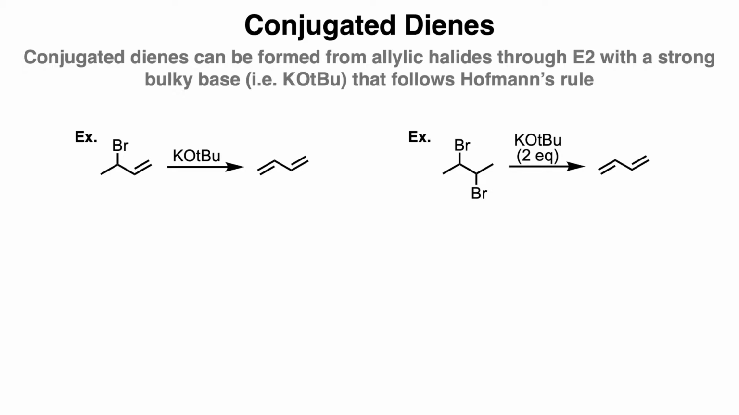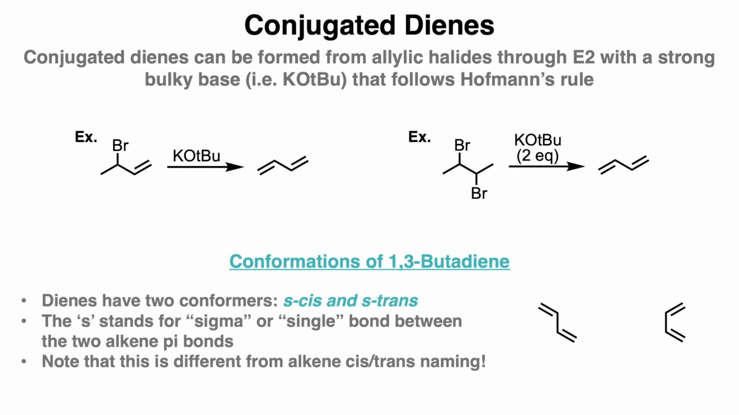Keep in mind that a diene, such as 1,3-butadiene, can have 2 different conformers called either s-cis or s-trans. In this case, the letter s stands for sigma or single bond between the 2 alkene pi bonds. And note that this notation is different from the alkene cis-trans naming, where that indicates the direction of alkene substituents directly connected to the alkene carbon atoms.